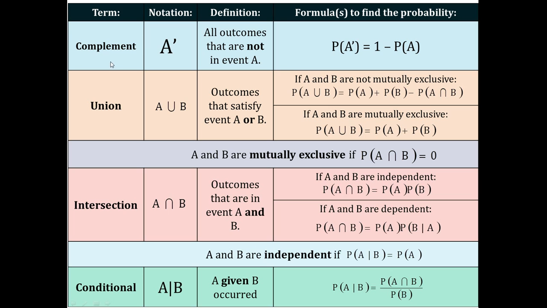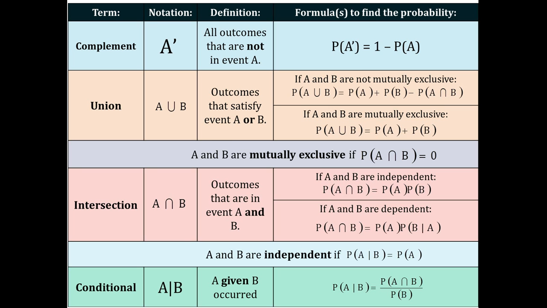So the first term in this table that I'll review is the complement of an event. The complement of an event is always the opposite. Say event A is that a student is female, then the complement of event A would be that a student is male. Since those are the only two possible outcomes, the sum of their probabilities has to be 1. The probability a student is female plus the probability a student is male equals 1.